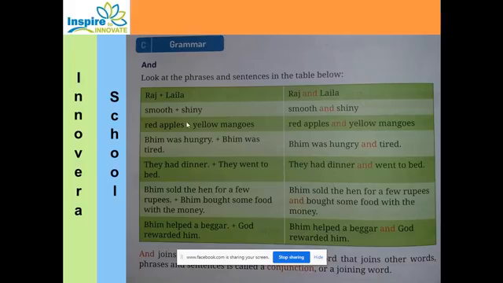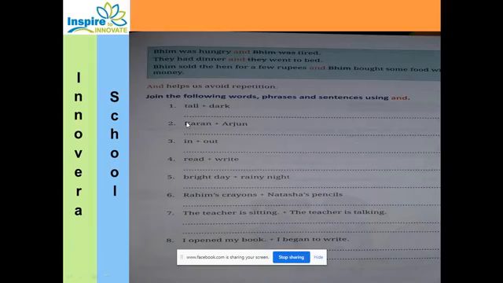Okay, so here's the exercise. Using and also helps us to avoid repetition, as I just told you. If you're using and, you can avoid repeating words. See the exercise: join the following words, phrases, and sentences using and.